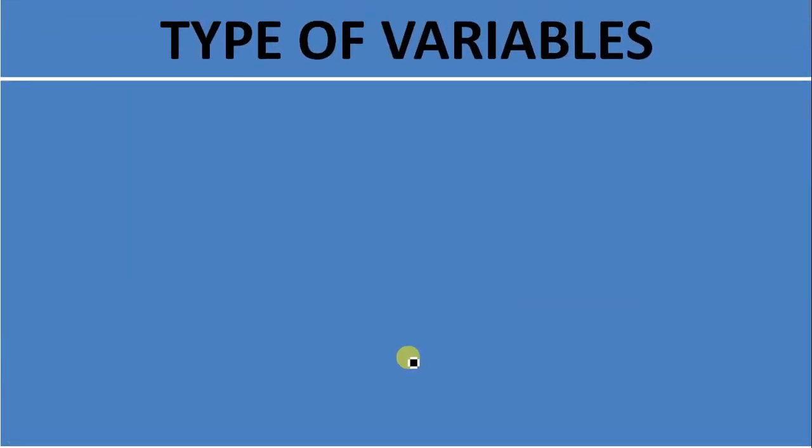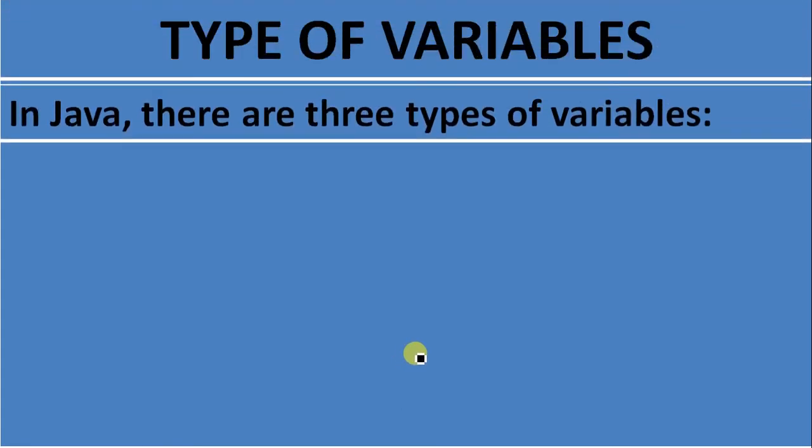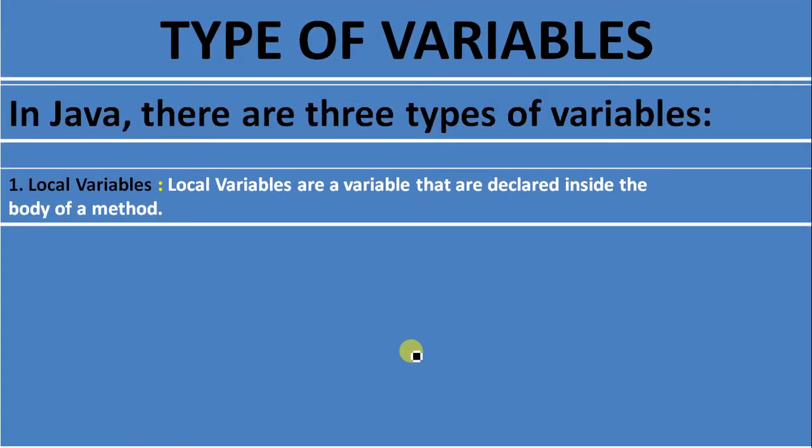Now types of variables. Types of variables is important. In Java, there are three types of variables. Number one, local variables. What are local variables? Local variables are variables that are declared inside the body of a method. So a variable declared within the body of a method is called a local variable.